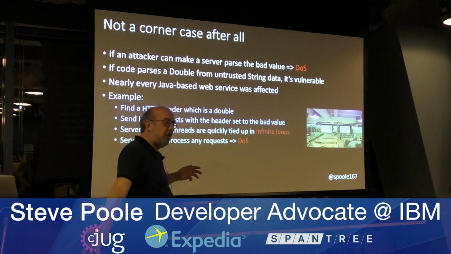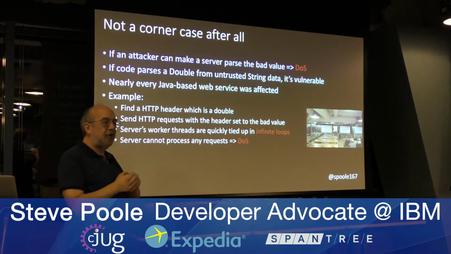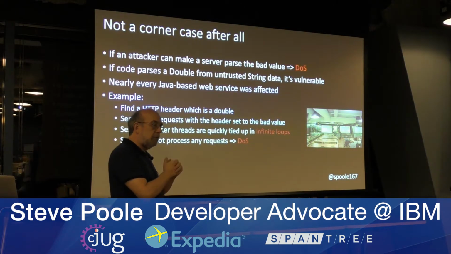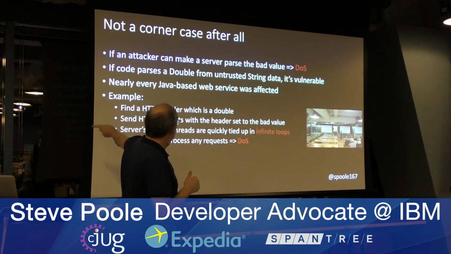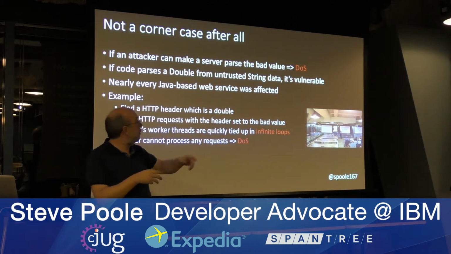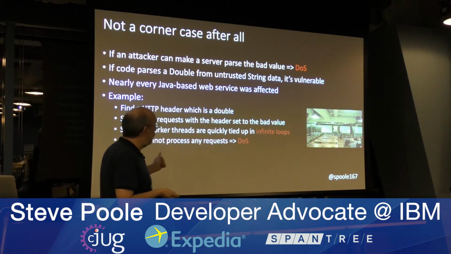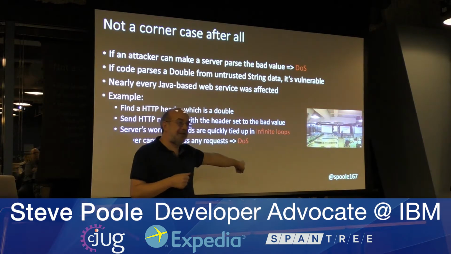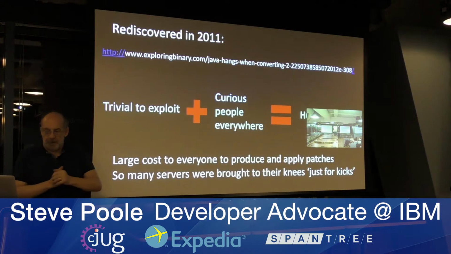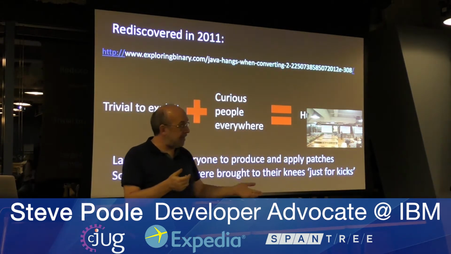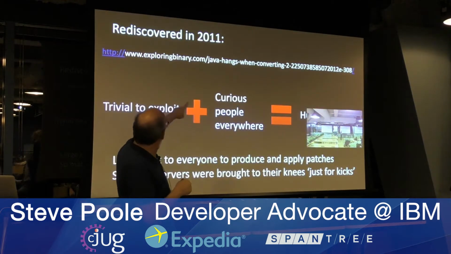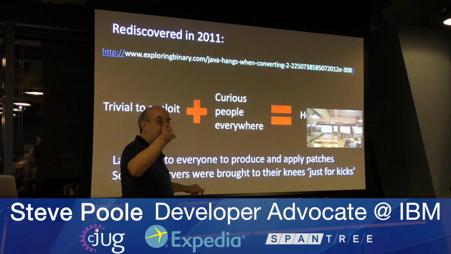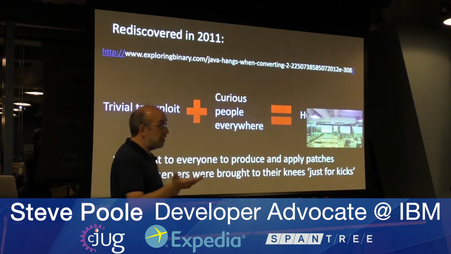Because if I post things to you, I send headers, you know what they're like, web server, I send headers. If I've got one in there that's got a double, right, and it's that number, then your web server does some parsing, gives it to parse double, and it loops. Ta-da! Infinite loop denial of service attack. This problem had been around for ages, and was rediscovered in 2011. And there's the URL, you can go and read all about it. But basically, it's trivial to explain: I just have to post to your web server, as long as you're running Java.